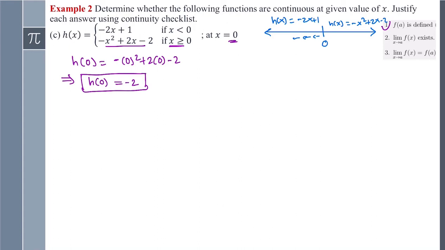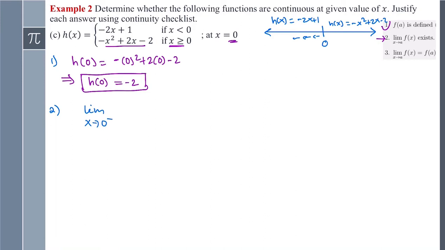Now the second condition, we need to find the limit. Since this is a piecewise function, we cannot just find the limit when x approaches 0. We have to see the left and right limits here. So this is number one. Number two, let's check the limit. Let's go ahead and find the left-sided limit first. The limit as x approaches 0 from the left.